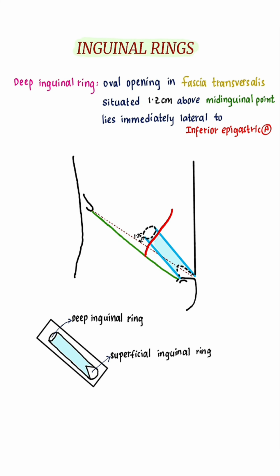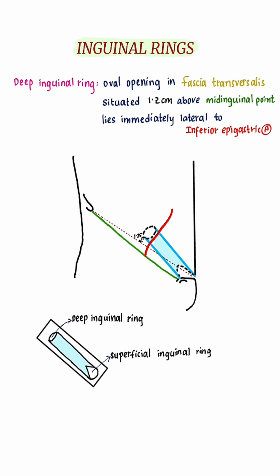Now let's talk about inguinal rings. There are two inguinal rings: deep inguinal ring and superficial inguinal ring. Deep inguinal ring. It is an oval opening in fascia transversalis.